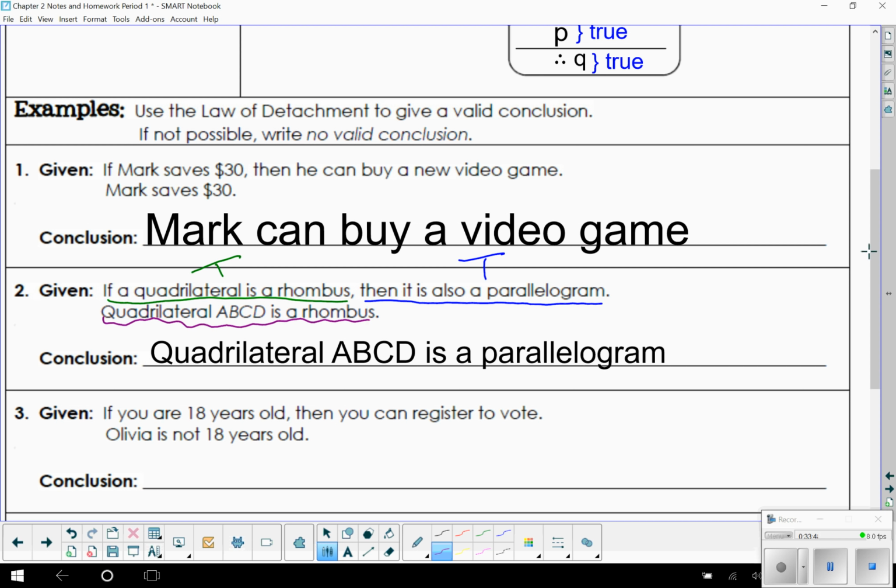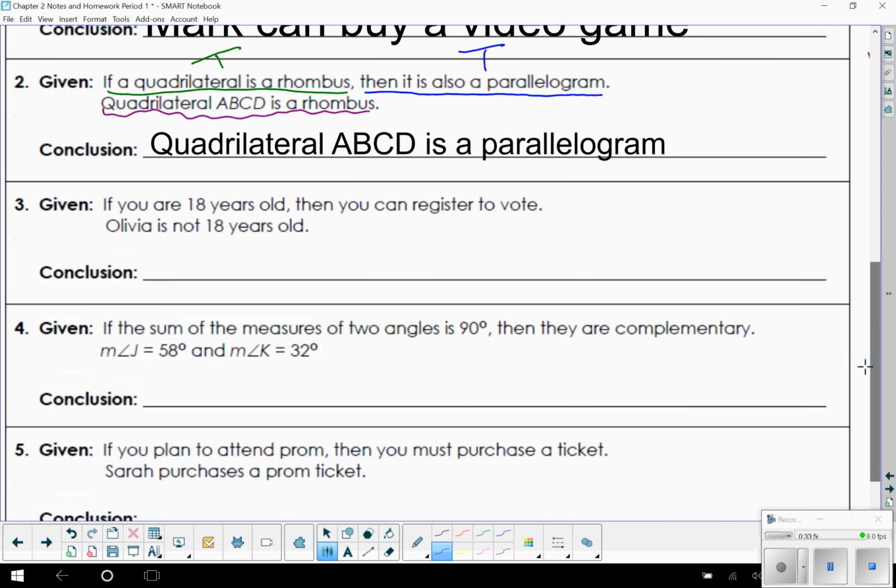So if we just look at number three, if you are 18 years old, then you can register to vote. Olivia is not 18 years old. What does that tell us? Nothing. We don't want to know anything.